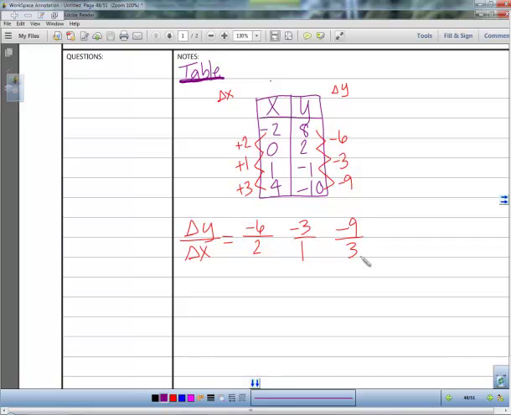Each of these fractions can be reduced, so -6 divided by 2 gives me a -3. -3 divided by 1 gives me -3, and -9 divided by 3 gives me a -3. So my slope is my rate of change, which is -3.